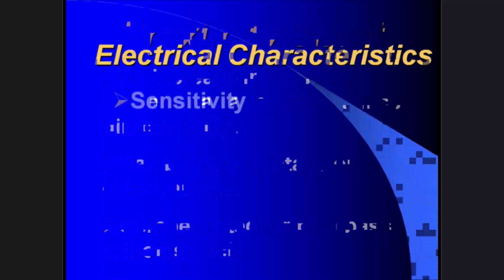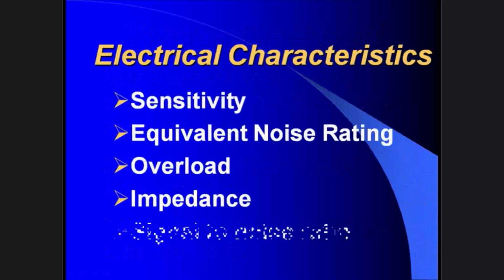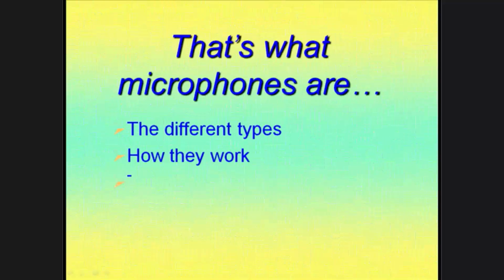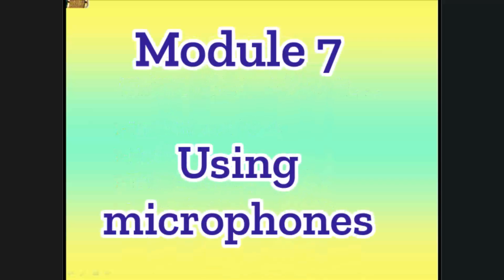Okay, quick review. Sensitivity, equivalent noise rating, overload, impedance, signal-to-noise ratio. Now we've seen the electrical properties, but hang on, there's still more to come. Move on to Module 7, using microphones.